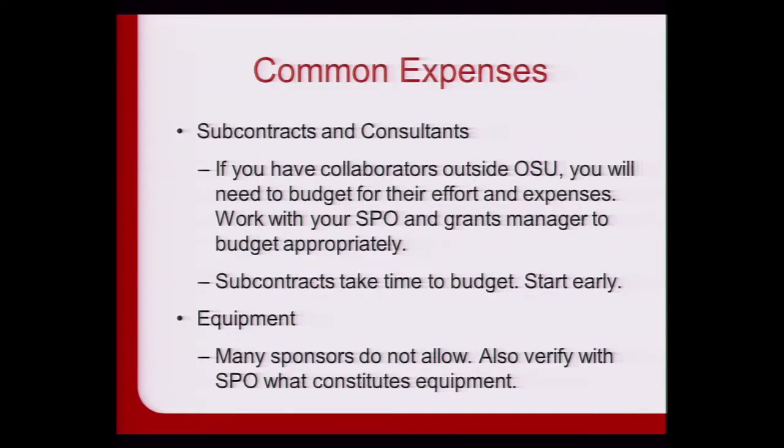Equipment is also pretty common, but there are a lot of sponsors, especially the private ones, who just say flat out in the funding opportunity announcement that they won't allow it. You can't buy equipment using their grants. Our definition of equipment is something that costs $5,000, is standalone, and has a useful life of at least a year, okay? So a micropipetter is not going to be a piece of equipment for OSU. It might be for a particular sponsor. Some sponsors have different definitions. So check the funding opportunity announcement, talk to your SPO before you budget equipment.